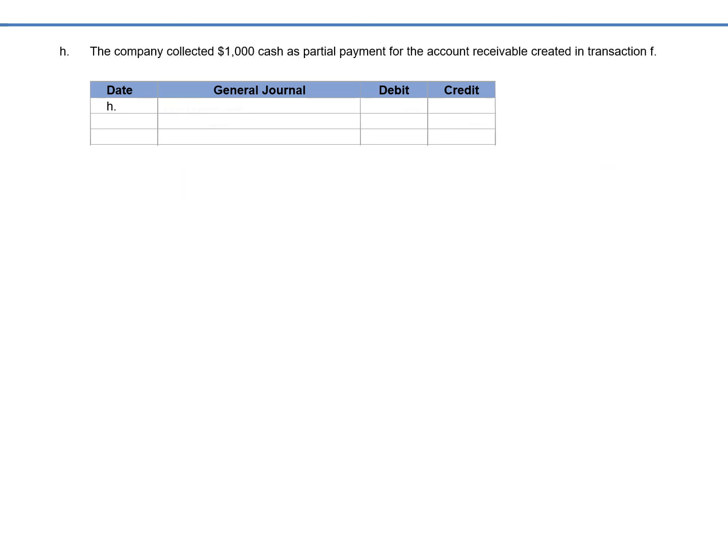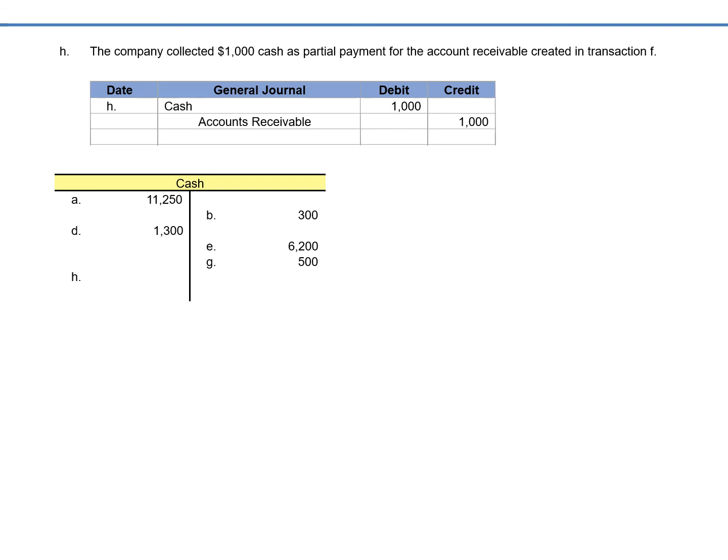And in transaction H, the company collected $1,000 cash as a partial payment for that accounts receivable that we created in transaction F. So we collected cash, so our cash account is going to increase. Our accounts receivable is going to decrease. So to increase our asset account cash, we debit. To decrease our asset account accounts receivable, we credit. We post it to the T account. So on the left side, there's our $1,000. Then in accounts receivable, to reduce accounts receivable on the right side, we credit.